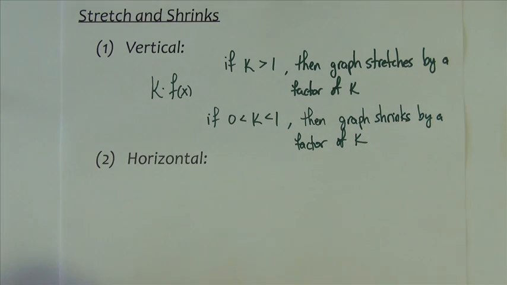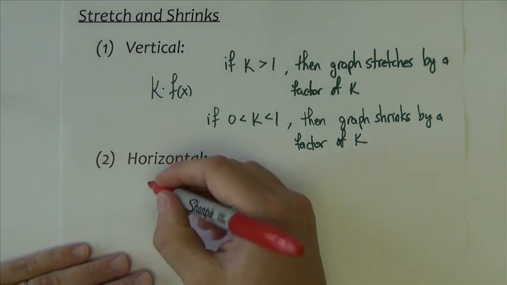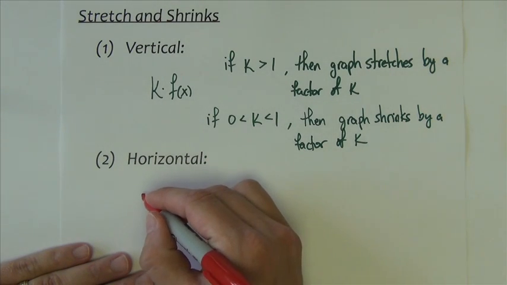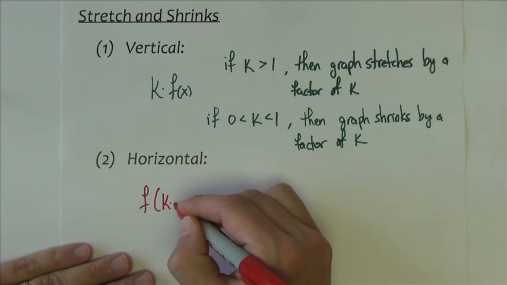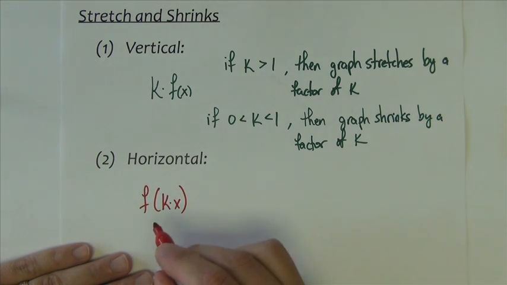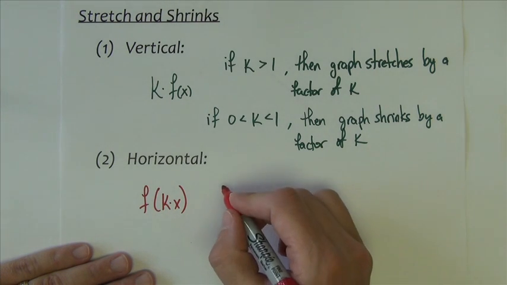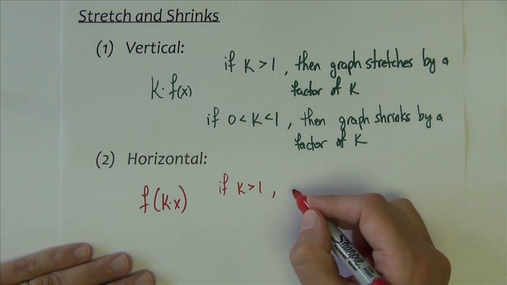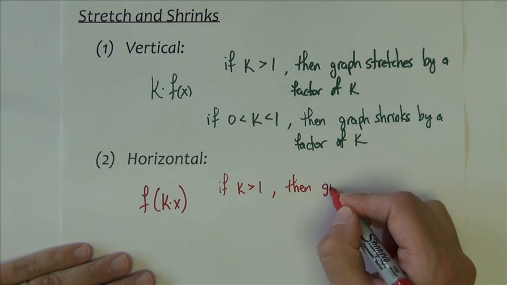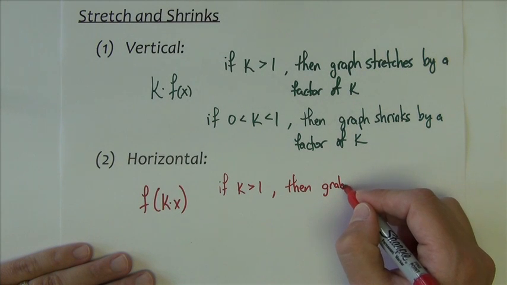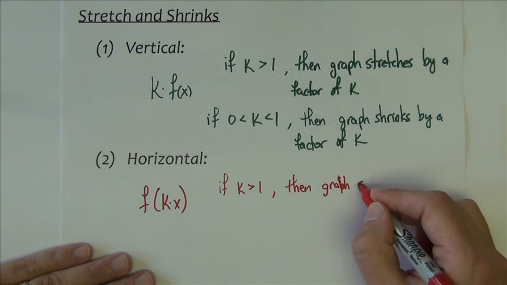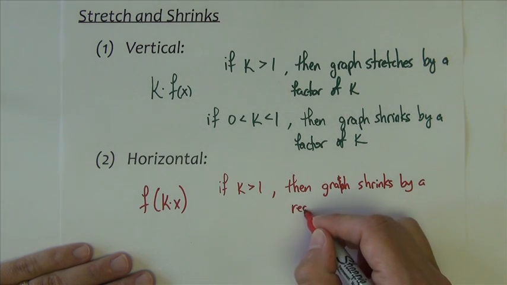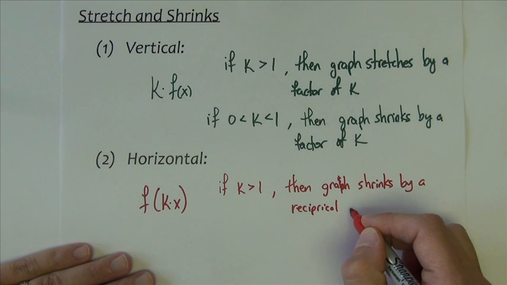Makes sense. Okay. On the other hand, horizontally stretching and shrinking, everything's just kind of backwards. And the location of the constant is different too. We would see f of k times x. So we see that on the inside. Okay, so location is different. If k is bigger than 1, then the graph shrinks by a reciprocal factor of k.